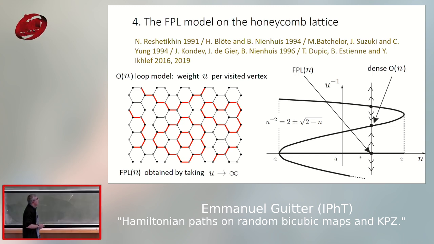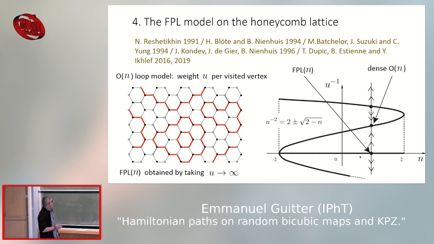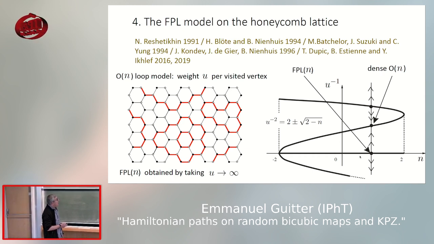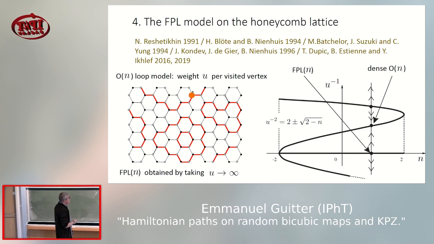Okay, so first of all, the FPL of N model is a particular instance of the O(n) model. More generally, we can define the O(n) model on the Holcomb lattice, where you draw loops, but you do not impose that every vertex is visited, so some vertices can be unvisited. The O(n) model simply means that we put a weight n per loop. Here you can also put a weight u per visited vertex, to control the number of visited vertices. Clearly, the FPL(n) model is obtained by taking u to infinity, so that you maximize the number of visited vertices. So it's fully packed.